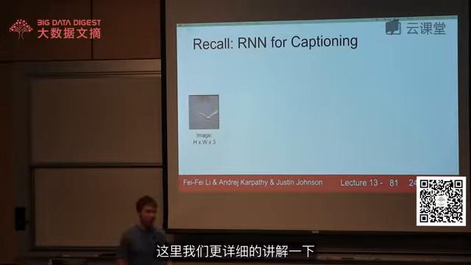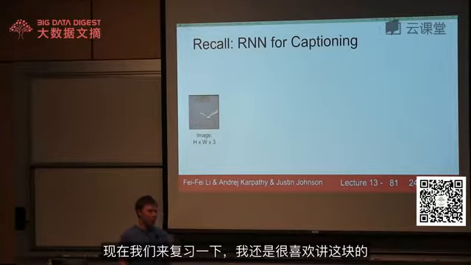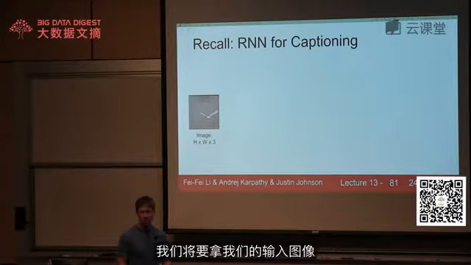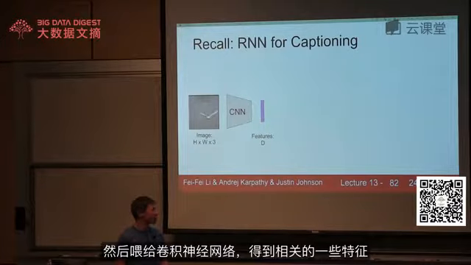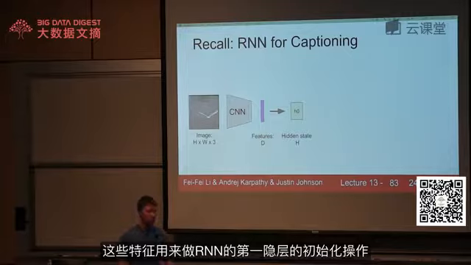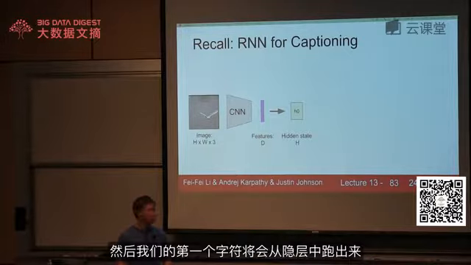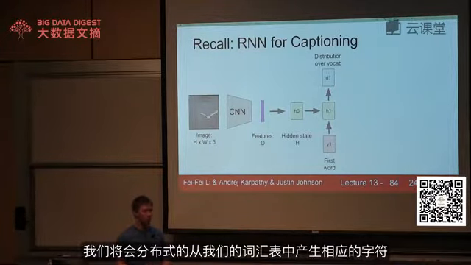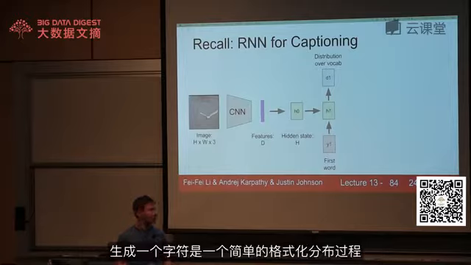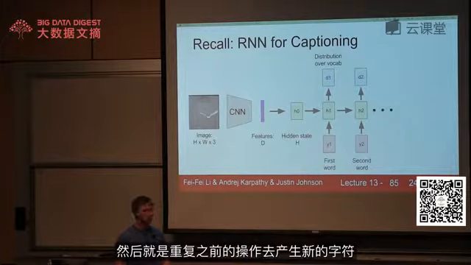But first, as a recap, just so we're on the same page, hopefully you know how image captioning works by now, since the homework is due in a few hours. We take our input image and run it through a convolutional net and get some features. Those features will be used maybe to initialize the first hidden state of our recurrent network. Then our start token, together with that hidden state, we're going to produce this distribution over words in our vocabulary. Then to generate a word, we'll just sample from that distribution. And we'll repeat this process over time to generate captions.